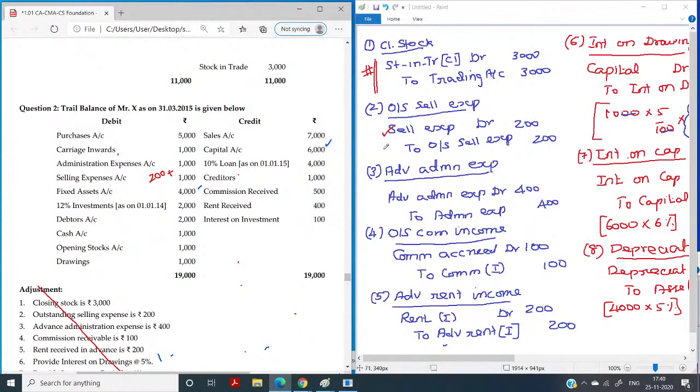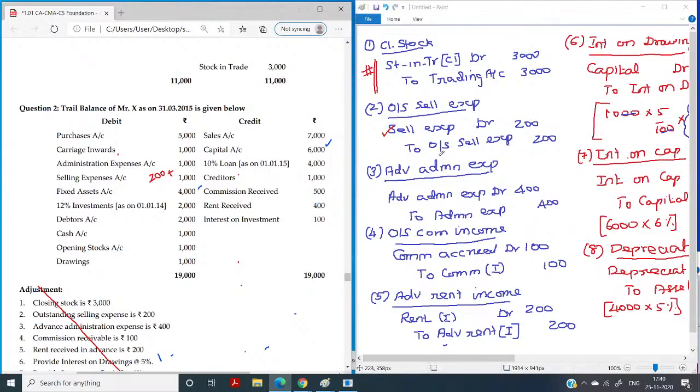If there is a concerned account, you can directly go and adjust that account. If the existing balance is debit and the new balance as per the adjusted journal entry is also debit, you can sum it up. Or if one is debit and the other is credit, you have to subtract it. In that way, we can adjust everything in the balance sheet except closing stock.